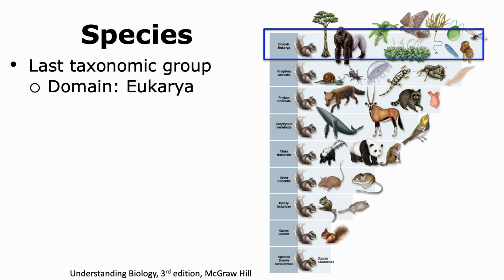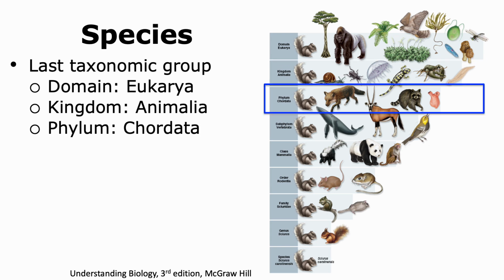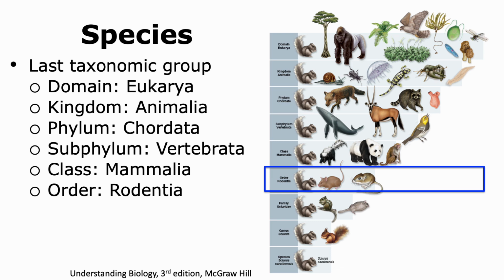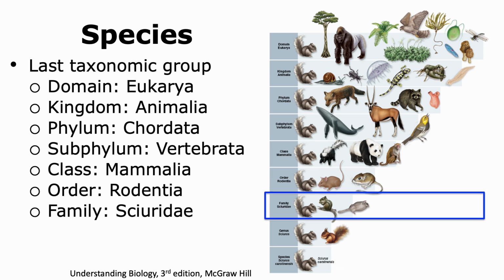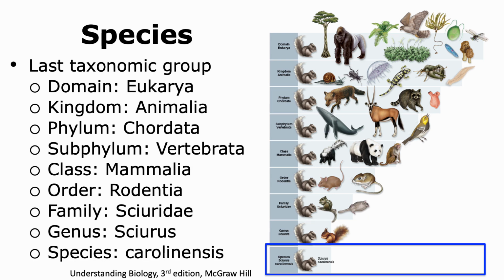The taxonomy begins with the taxon domain, followed by kingdom and phylum. We then have the subphylum, class, and order. And then this is followed by the family, genus, and finally the species.